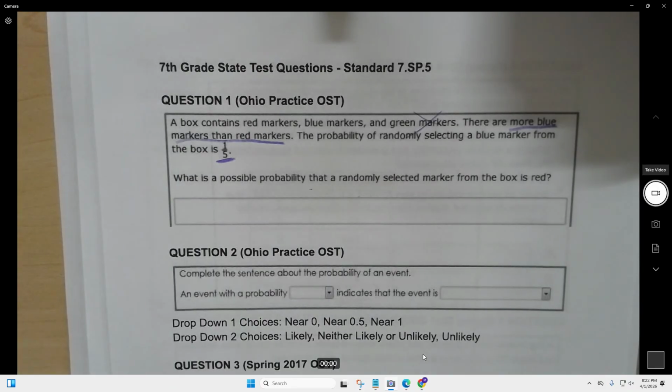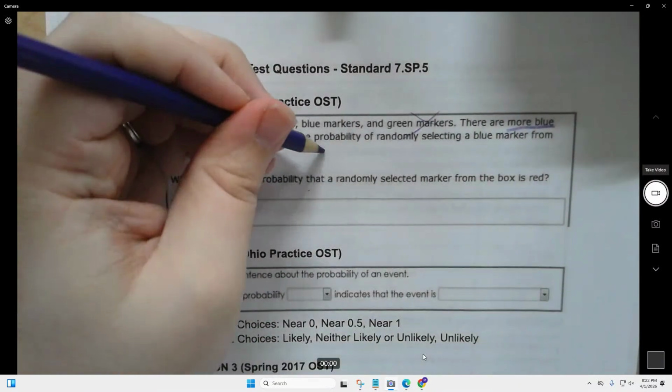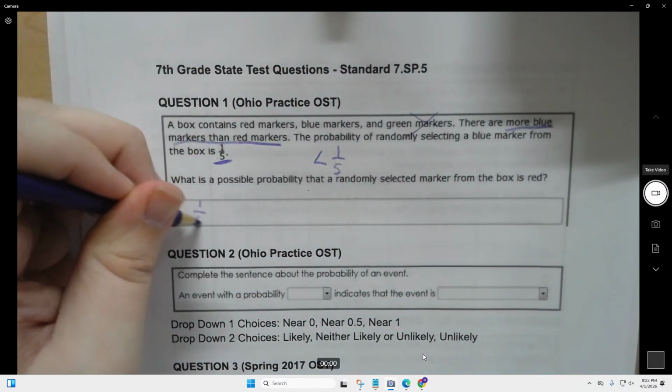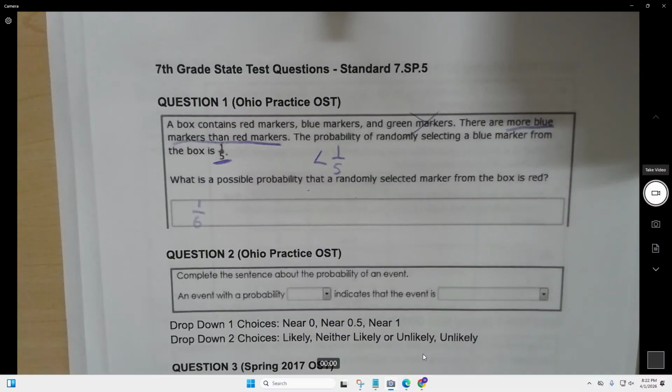Well, if there's more blue than red, that means the probability of pulling a blue is higher. So you need a probability for red that is lower than 1/5. So the acceptable answer is anything less than 1/5. Be that 1/6, 1/7, 1/10, 1/20th, 1/1000th. I don't know if I would go that low because I wouldn't want to mess around on the state test. But, you know, anything lower than 1/5.